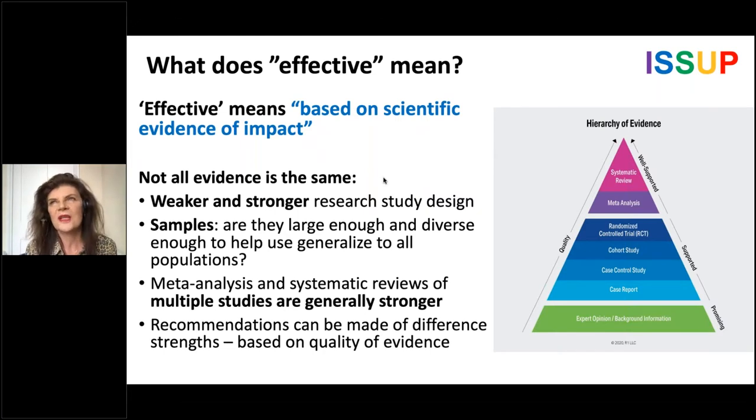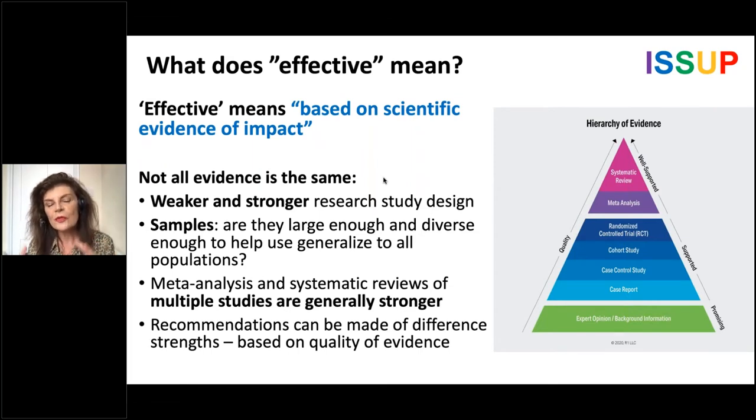One of the first things we need to really understand is that not all evidence is the same. On the right hand side, we've got a chart that Harry showed yesterday, and it's the hierarchy of evidence. What this basically says is that some types of evidence are stronger than other types. At the bottom we've got expert opinion, background information, rising up through case reports, case control studies, to cohort studies, and then to randomized controlled trials. They're sometimes called the gold standard of research. But on top of that, we've got meta-analysis and systematic reviews.